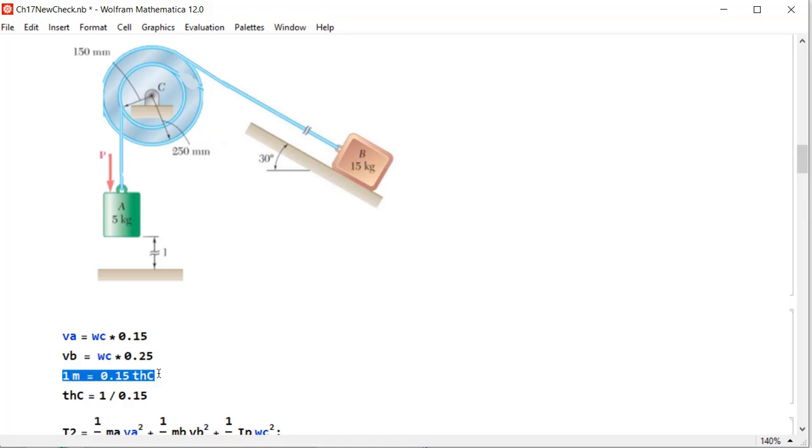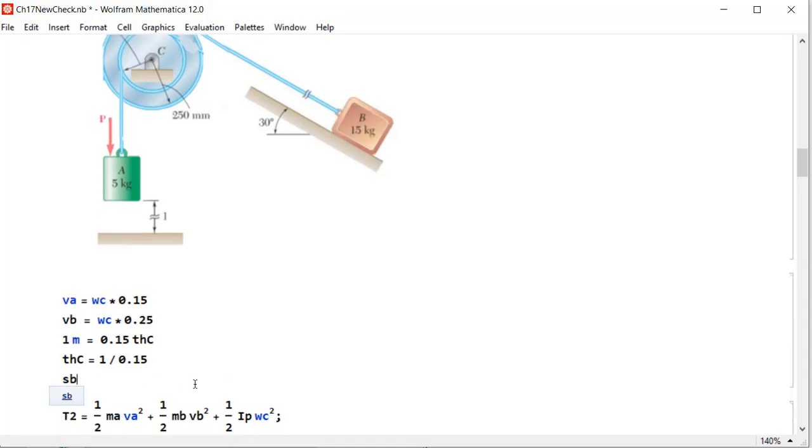The angle that this rotates through as A falls. So what I'm saying is 1 meter, the arc length of string that's wrapped around this edge, is going to be equal to that 0.15 meters times whatever angle this thing rotates through. So if I want to see what angle I've rotated through, I'm going to say 1 divided by 0.15, and then I can apply that angle to see how far B has slid up the hill.